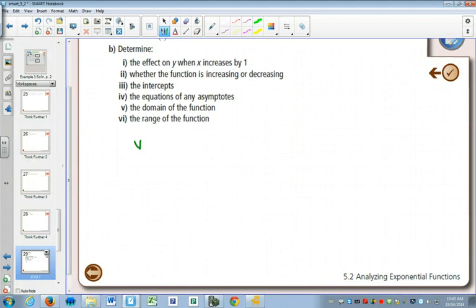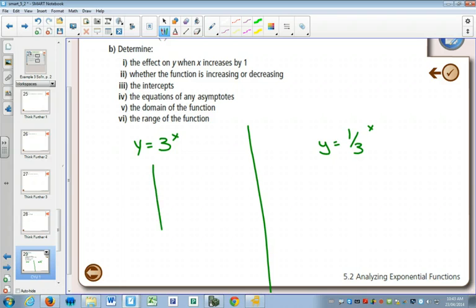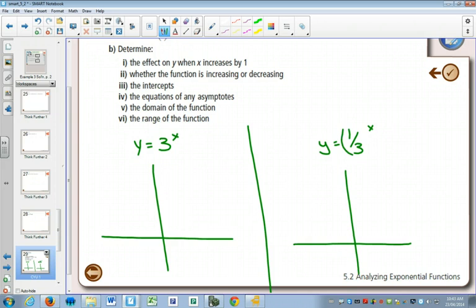So we'll graph both 3 to the x and 1/3 to the x. And then we'll answer the questions in B just for 1/3 to the x.